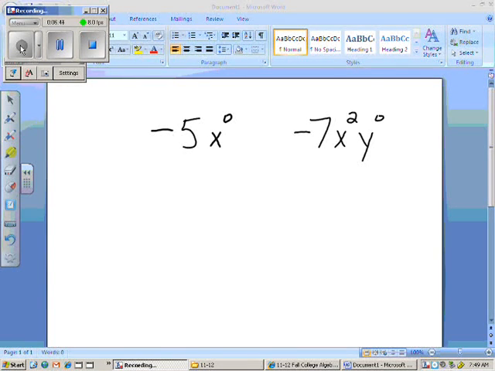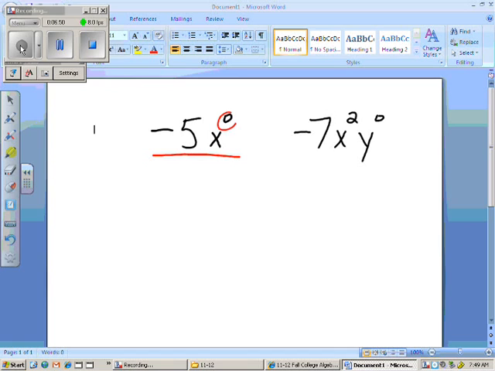If you see, for example, negative 5x to the 0, and you want to simplify that. Now remember, our exponent, 0, it only sees what's right in front of it. Okay? It only sees the x. It doesn't see the 5, and it doesn't see the negative sign. All it sees is the x. So let's take care of that. Let's raise x to the 0 power. Well, that turns into a 1.